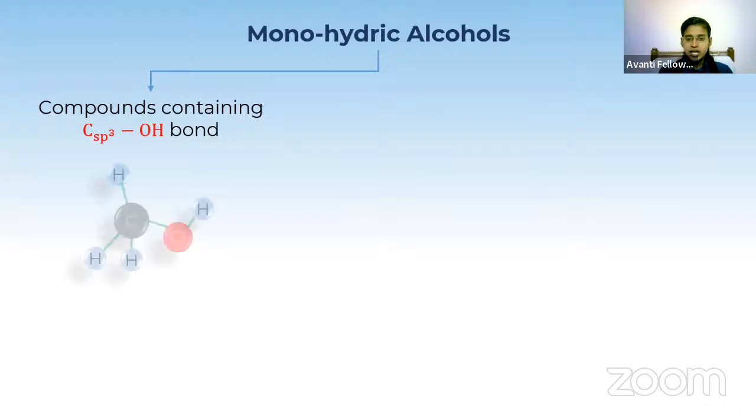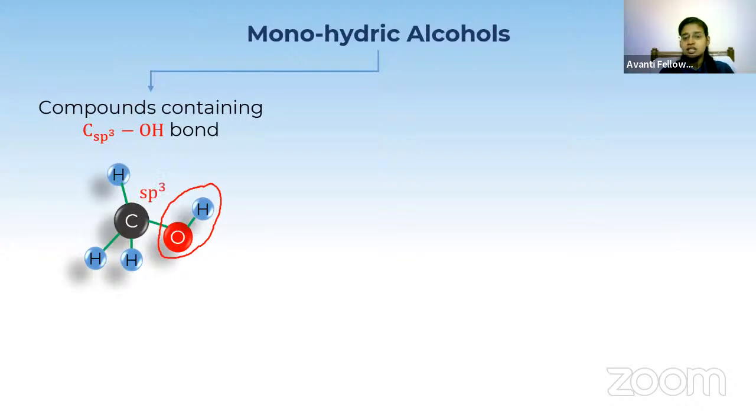I will take one example, CH3OH. Here, if you see, the OH is attached to the carbon which is sp3 hybridized. How do I say it is sp3 hybridized? Because it has only single bonds around it. There is no double bond or triple bond, so the carbon is an sp3 hybridized carbon. So the OH is attached to the carbon which is sp3 hybridized, and this is an example of it.